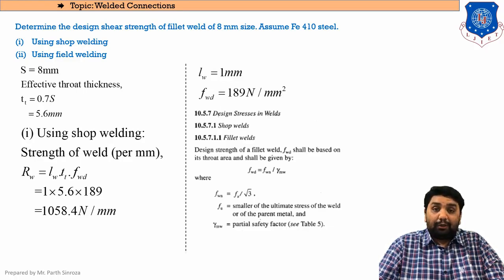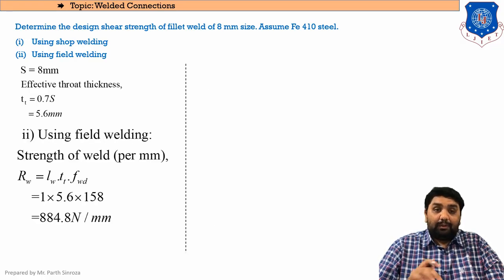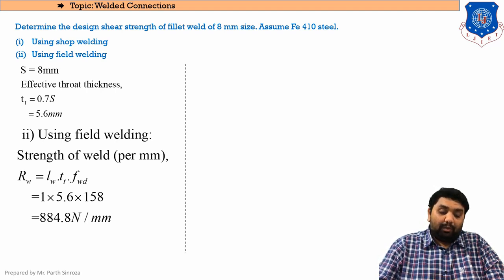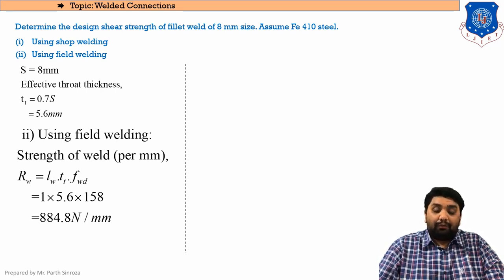Now moving on to the second topic, that is about field weld. So in field welding, as you can see here, the strength of weld again will be per mm. The equation will be the same. The only thing that will be changed is the value of FWD. For shop welding, the value of FWD will always be 189, and for our field weld, the value of FWD will always be 158. Now how this value came? For that we'll be referring our IS code again.